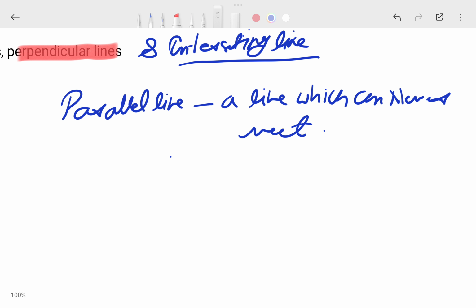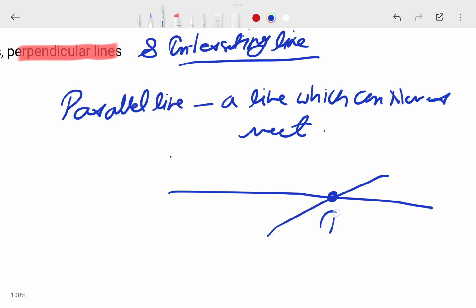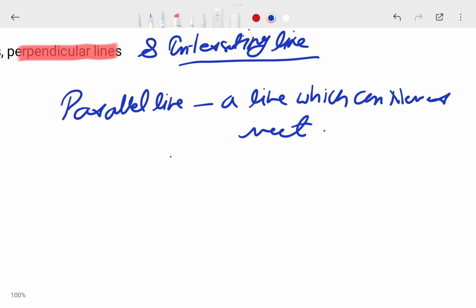When two lines meet at a particular point, for example one line is going like that and another line comes straight, and they meet at that point, that is called an intersecting line. What is meant by an intersecting line? When two lines cross each other and meet, that is called an intersecting line. Intersecting line means crossing line.